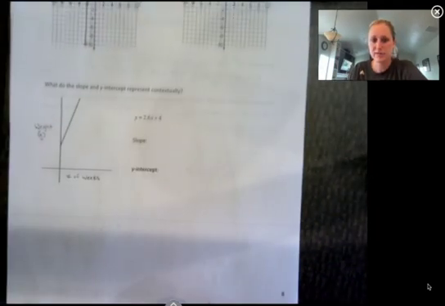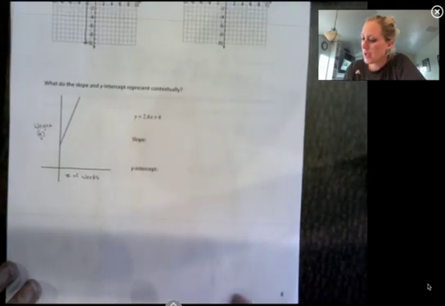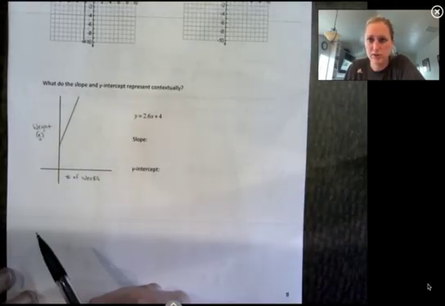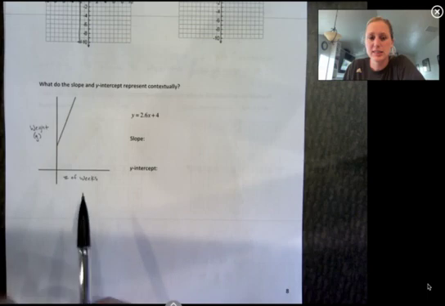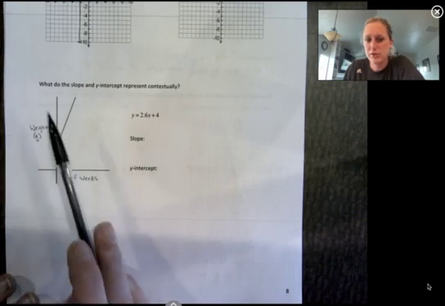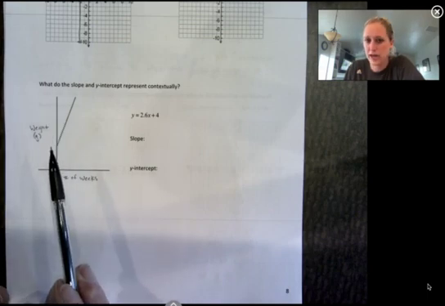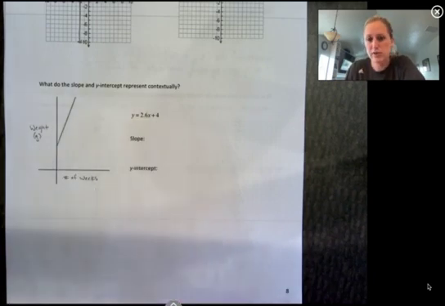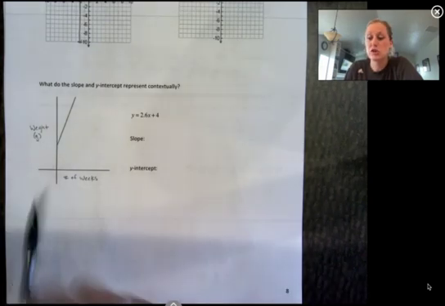Okay, last example for this video, guys. What do slope and y-intercept represent contextually? So I added some labels here. You can do that in your notes packet as well. So let's say that this is graphing weight in grams over the number of weeks. Okay, so here's my equation that goes with this line. So I know that 2.6 is the slope and 4 is the y-intercept. But what do they mean with regards to these units?